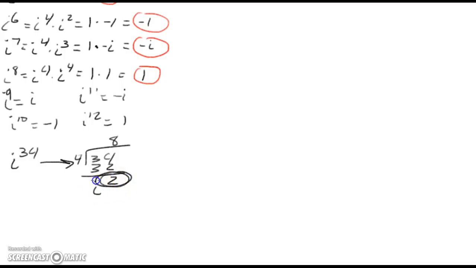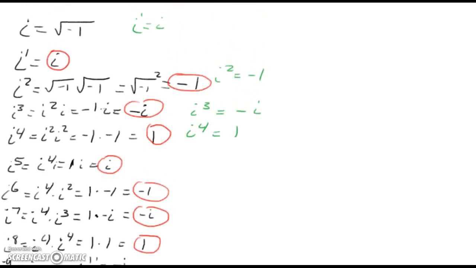Well, what is i squared? Let's go back up and look at our notes. What is i squared? It's -1.